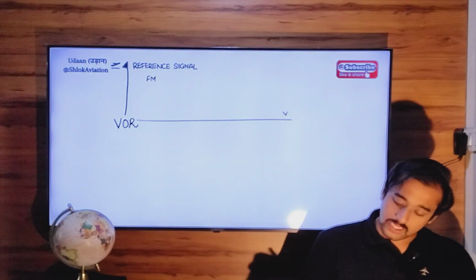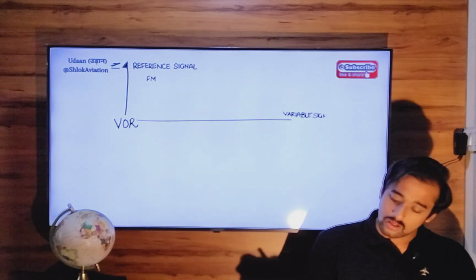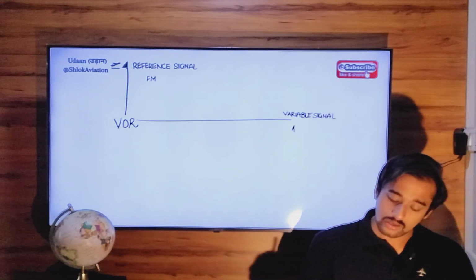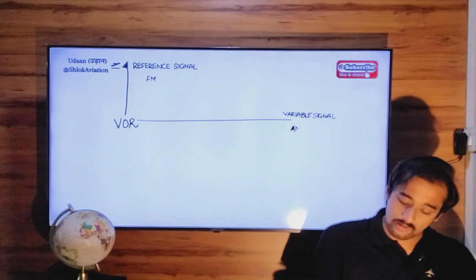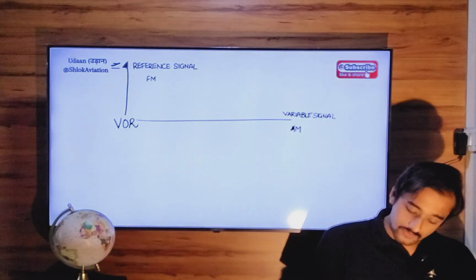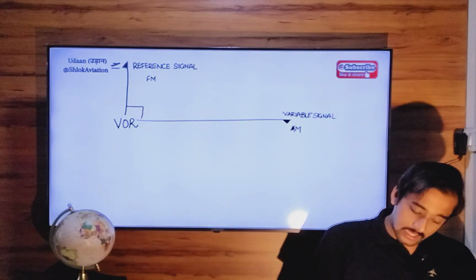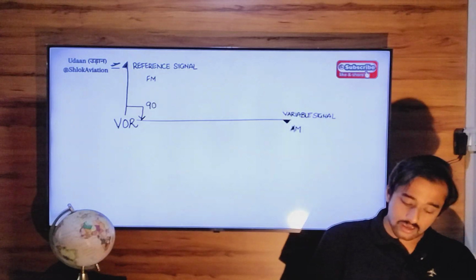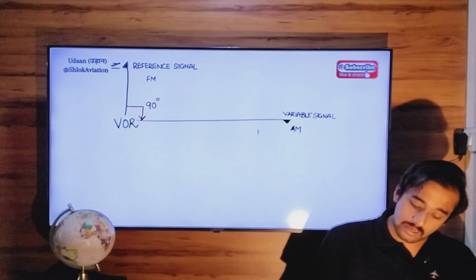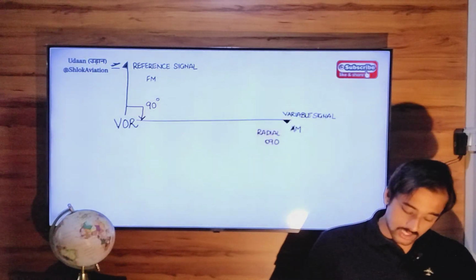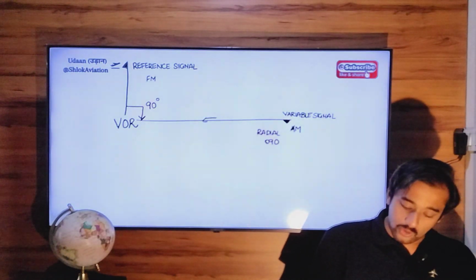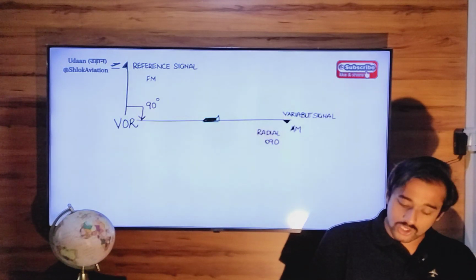Okay, so the variable signal is amplitude modulated. Now the phase difference between the reference signal and this variable signal is 90 degrees. That means this radial will be labeled radial 090, and both aircraft are situated on the same radial. Only one aircraft is closer to the VOR than the other aircraft.